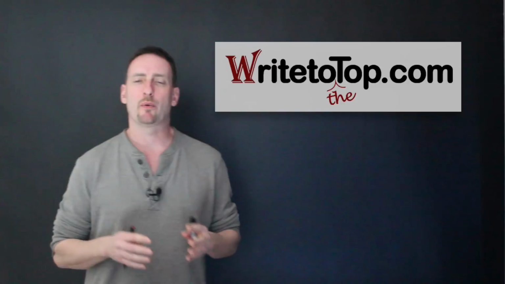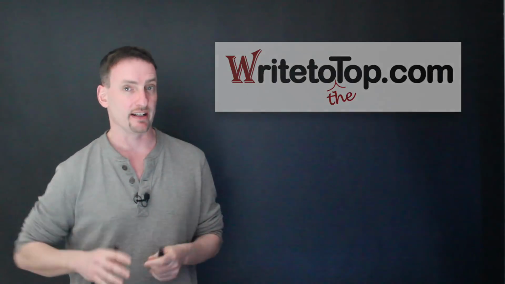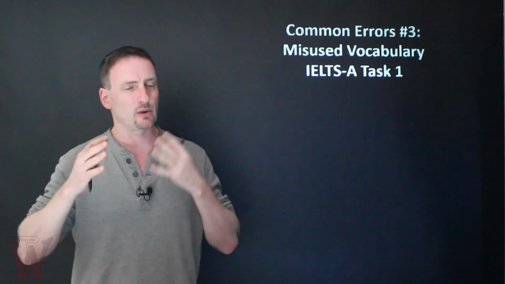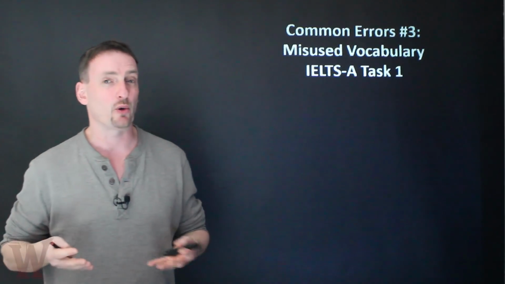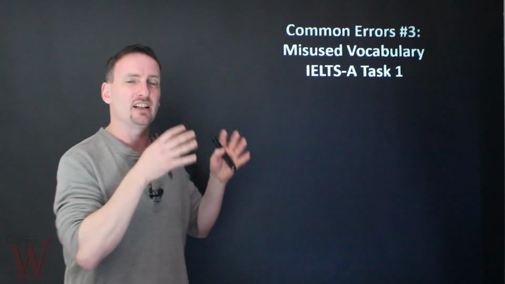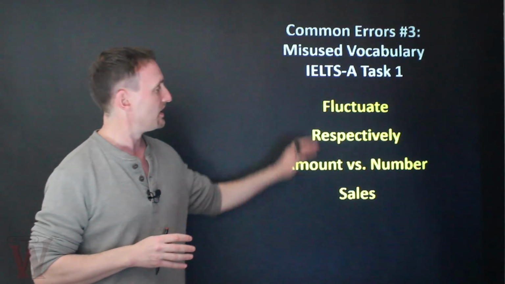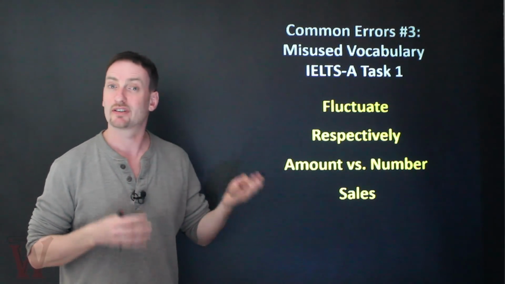In today's video, I want to look at the IELTS Academic Task 1 of the writing section. What we're going to look at specifically are misused vocabulary items, okay? These are words that are very common to the IELTS Task 1 section, but they're very commonly misused, or either the person doesn't know what they mean or they don't exactly understand the situations in which to use them. Specifically, I'm talking about these words: fluctuate, respectively, amount and number, and the word sales.